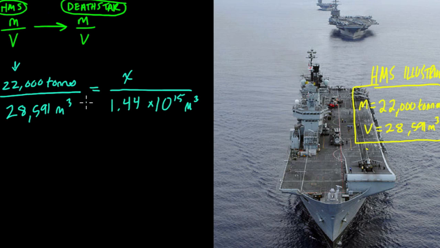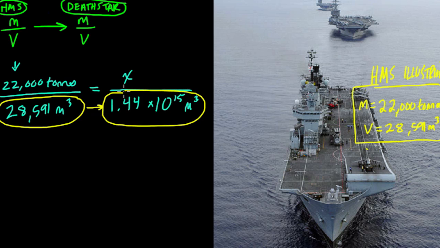So now there are many ways to solve proportions. Many people like to cross multiply, but I like to often divide. And what I mean by that is I'm going to find out how many times 28,591 will go into 1.44 times 10 to the 15th. Right? And what that's telling me, by dividing the volume of the Death Star by the volume of the HMS Illustrious, is how many of these ships it would take to equal the volume and size of the Death Star. And then all I have to do is multiply that number by the mass of the ship.